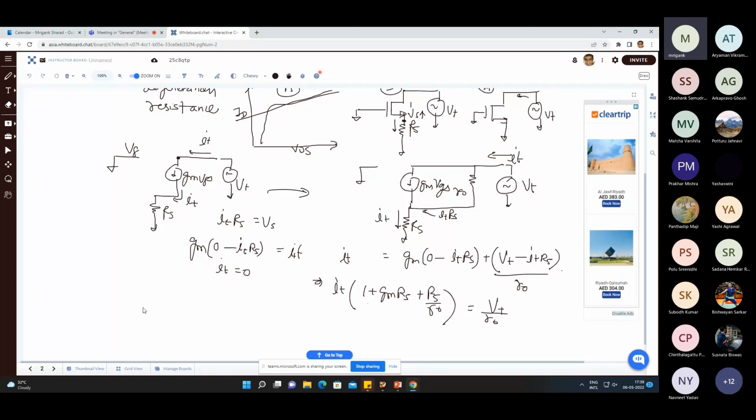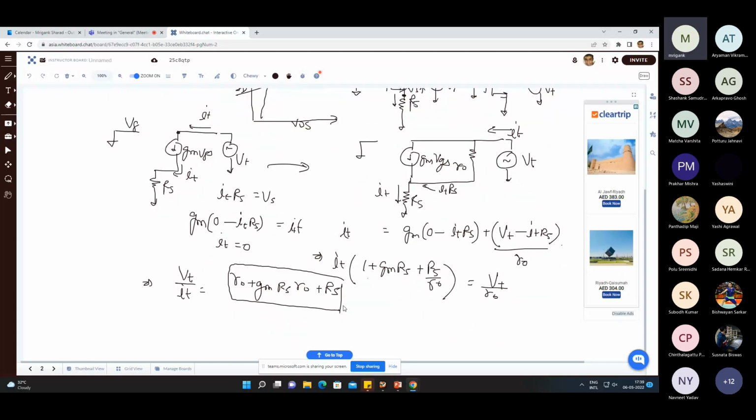Now I can get my VT upon IT, which is actually my impedance looking into this node. So that is VT upon IT, given by RO goes on the other side, and we get RO plus GM RS times RO plus RS. So this is the exact expression that I'm getting. That means that if you have an impedance RS inserted into the source, my net expression is going to be RS plus RO plus GM RS times RO.